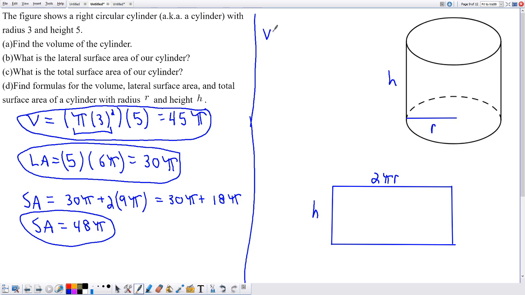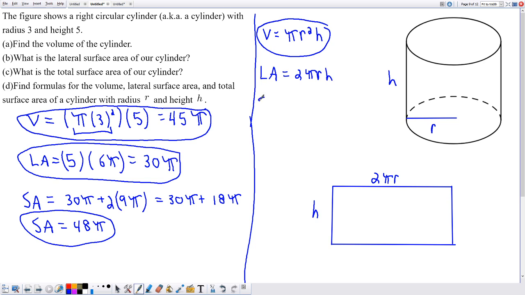Now let's start looking at our formulas. So what's volume? Well, the area of the base times the height. The area of a circle is pi r squared, times the height. So that's our formula for volume. Lateral area is this rectangular area down here, so that would be 2 pi r times the height, so 2 pi r h.